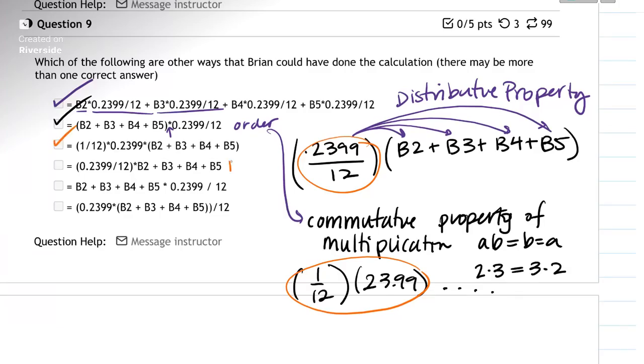Now, this one is false because, by order of operations, only the interest on that is getting computed. None of the other interests are getting computed because we don't have parentheses. So this is false. This is not equivalent. Same thing here. Only the interest is getting computed on B5. There's no parentheses. So this is false.